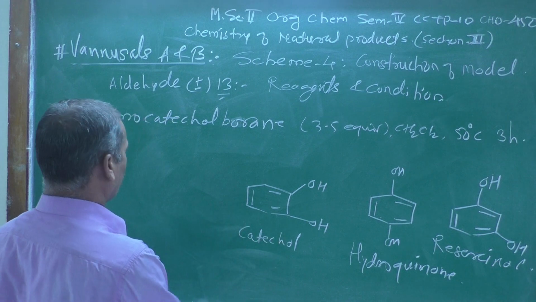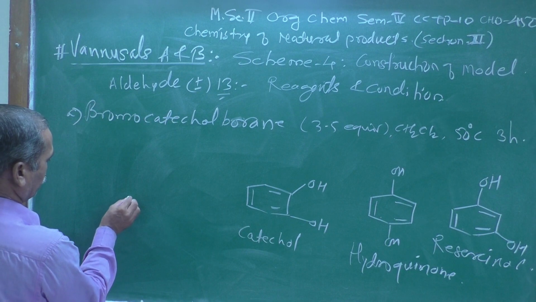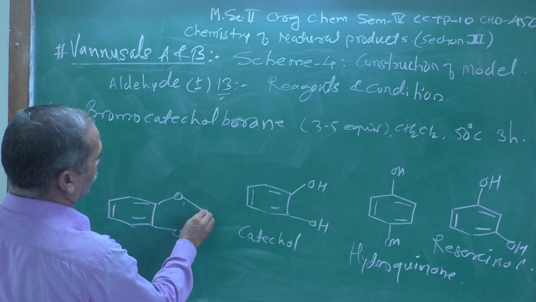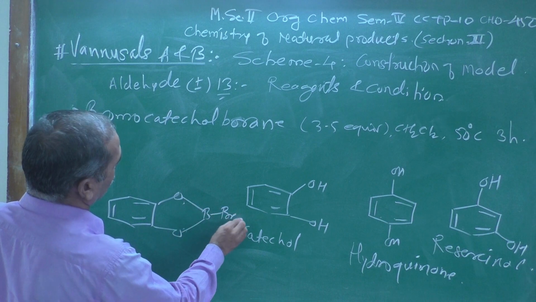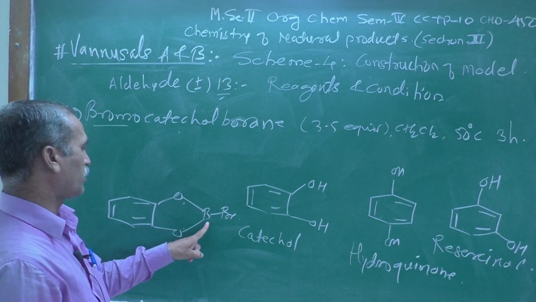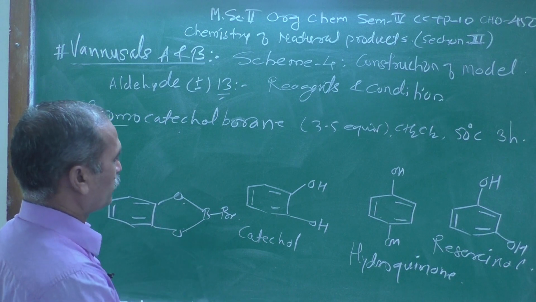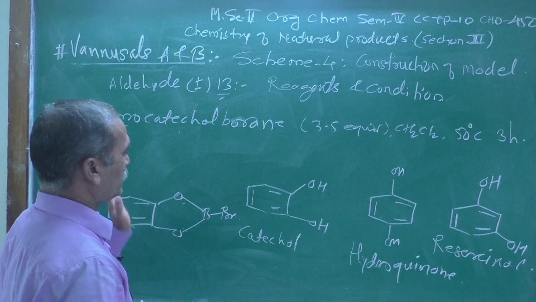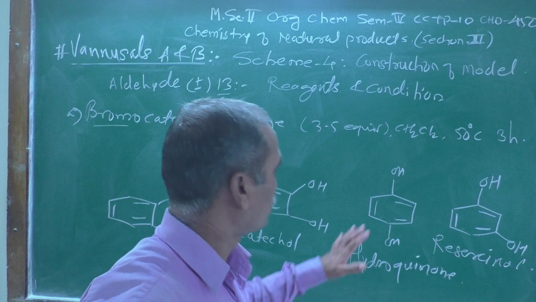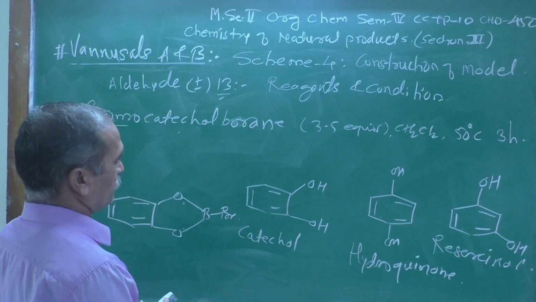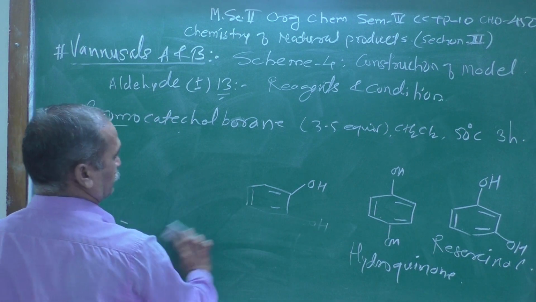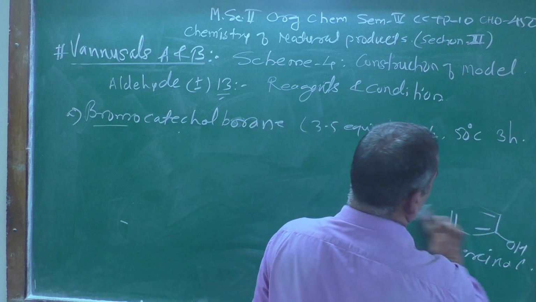Now, from this catechol, the reagent obtained is shown over here. Then O, boron and then bromine. This is known as bromocatechol borane. This catechol is treated with tribromoborane, and the resulting compound formed is one of the reagents. This is just additional information you can remember.